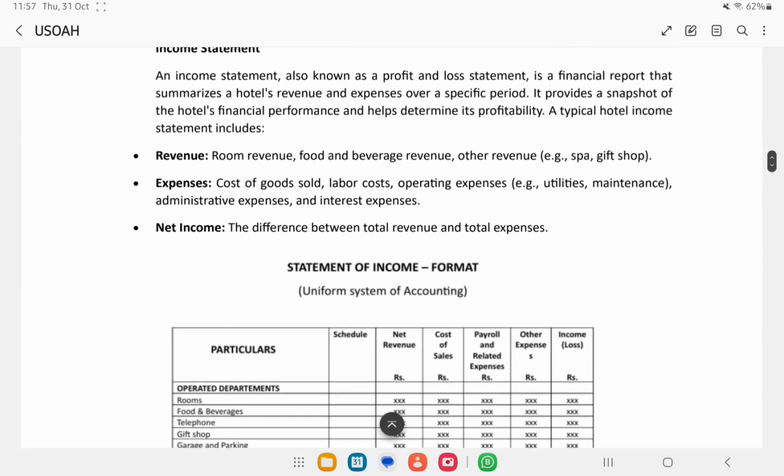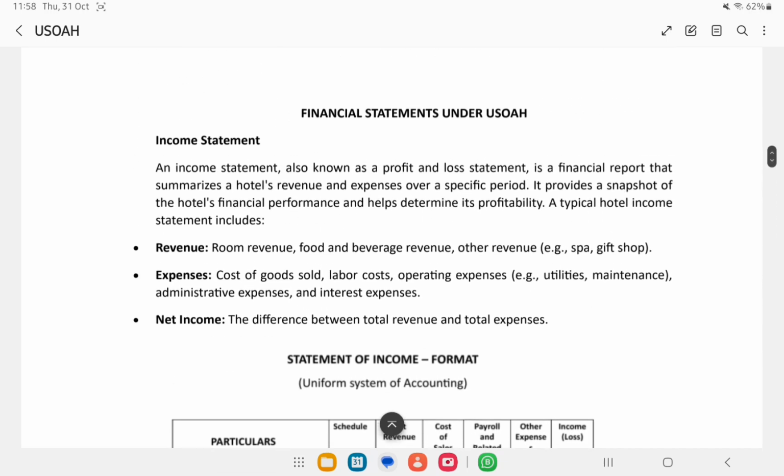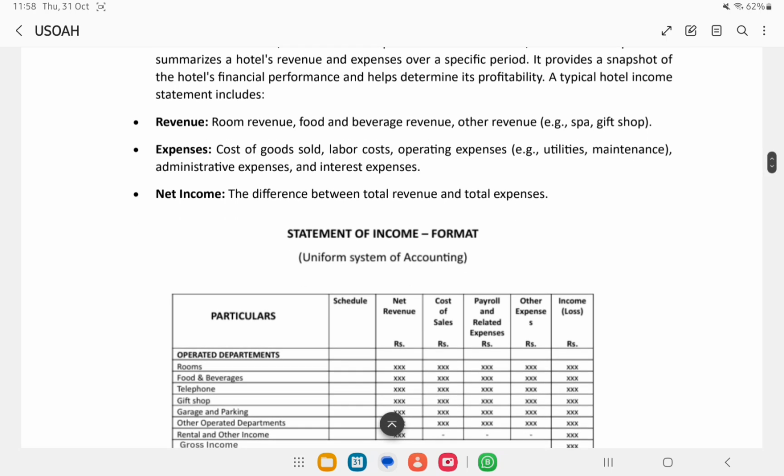Now we can see how an income statement is prepared under this uniform system of hotel accounts. According to this uniform system of hotel accounts, there are three things to be prepared. Financial statements here means there are three things. Basically, let me tell you the three. The very first thing is schedules.